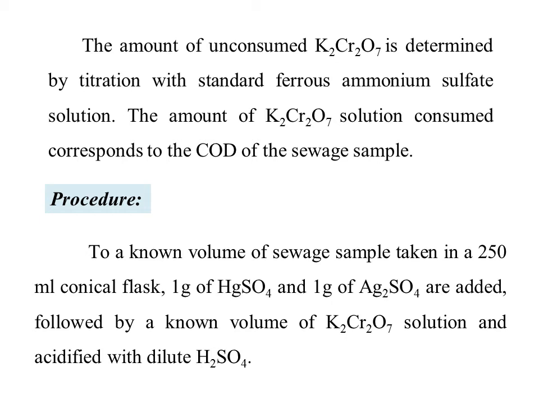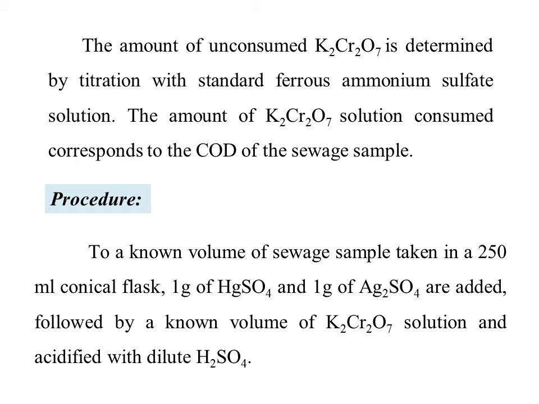Once again, I would like to summarize this. A known volume of sewage sample is taken. An excess, known volume of potassium dichromate in acidic media is added to it, and it is subjected to refluxing. During the refluxing, silver sulfate as well as mercury sulfate are added. Silver sulfate acts as a catalyst for the oxidation of straight chain alkanes as well as aromatic hydrocarbons. Mercury sulfate only avoids the interference of chloride ions.